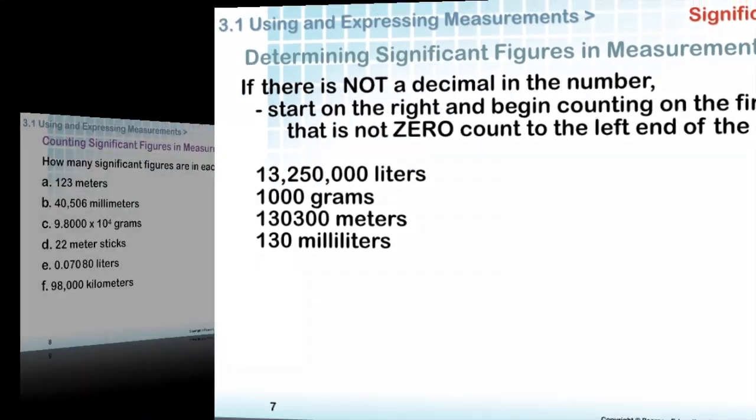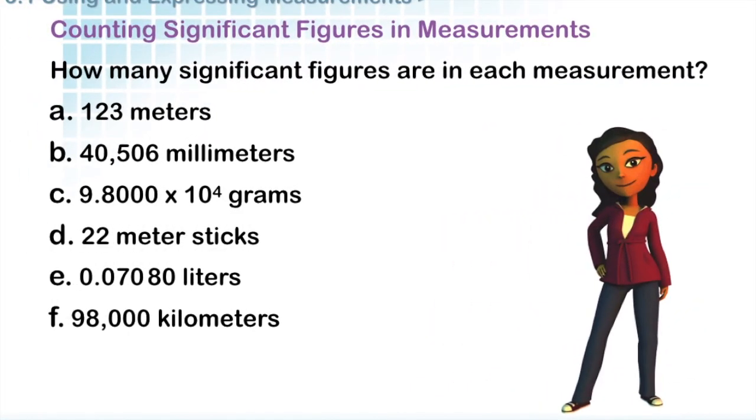So, all right. We've got 123 meters. Since there's no decimal, I start on the right. 321, that's three significant figures. 40,506 millimeters. Since there's no decimal, I start on the right. 60504, that's five significant figures. 9.800. Since there is a decimal, I start on the left at the 9, the 8, and the 3 zeros. That's a total of 5 significant figures.